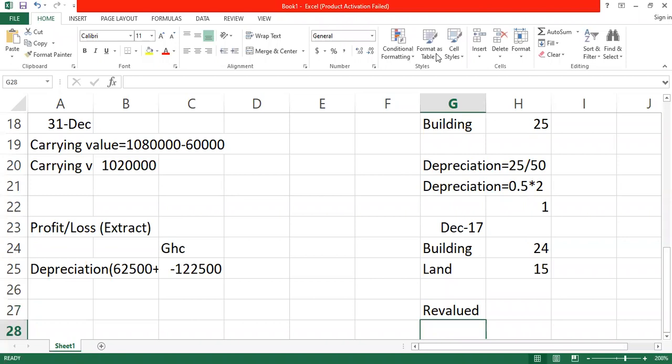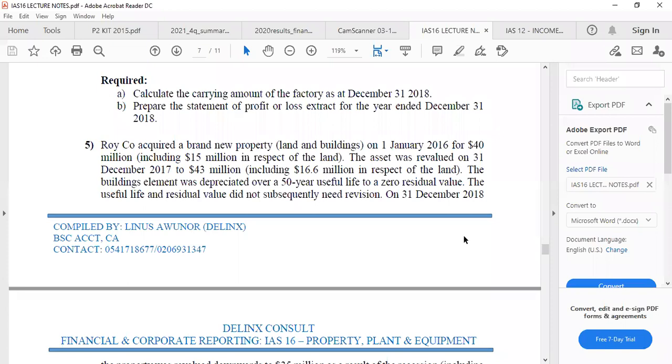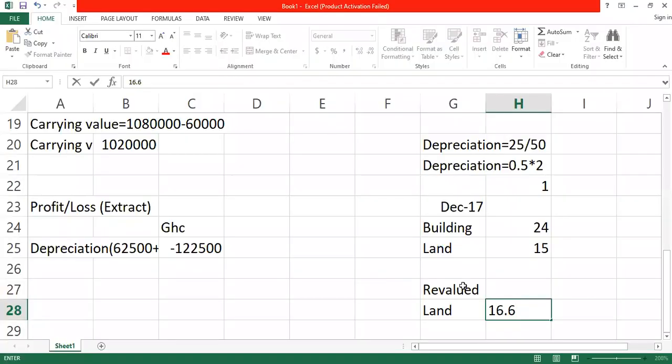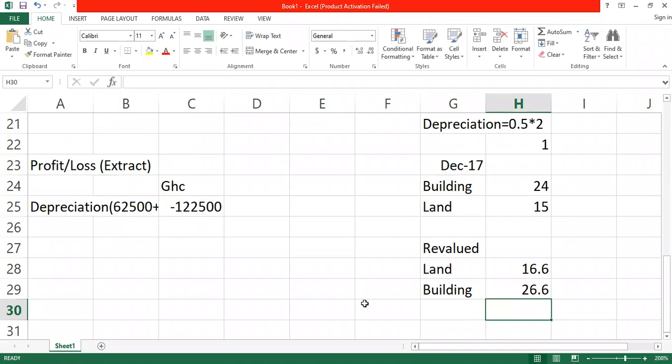What are the revalued amounts? Okay, let's take land first. Land is 16.6. And building is how much? The asset was revalued to 43 million, including land, which is 16.6. So building will be how much? 26.4. Okay. How do we calculate revaluation surplus or gain?